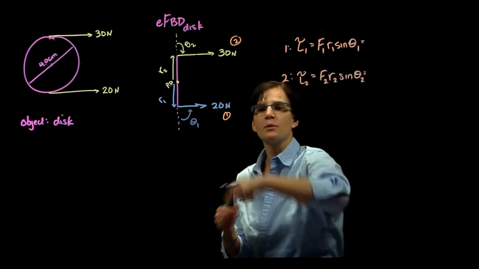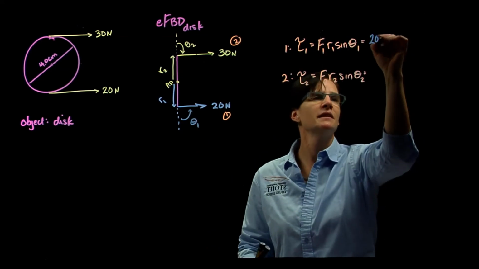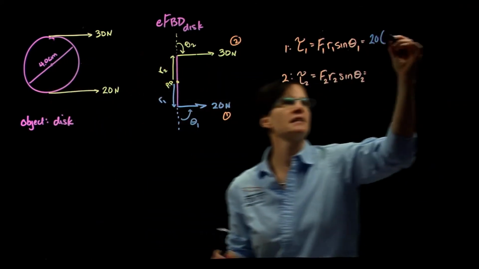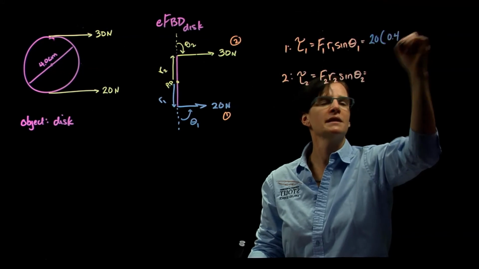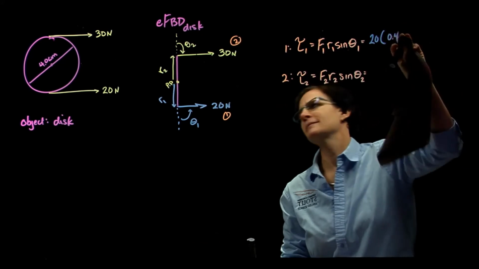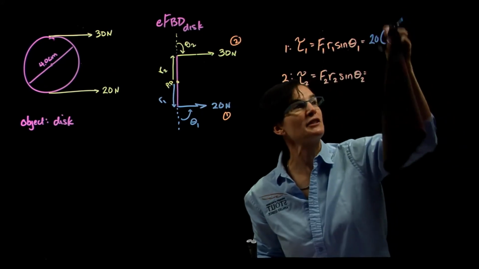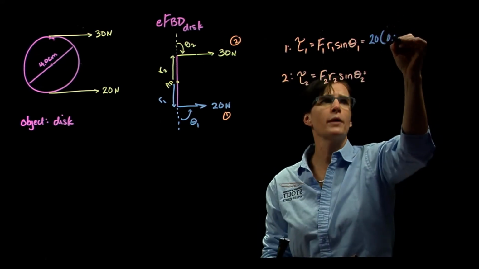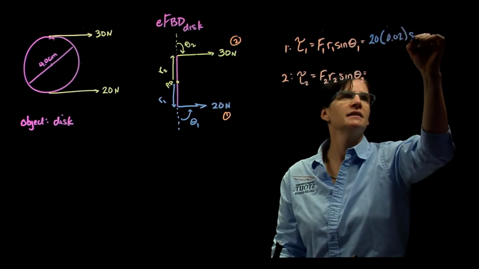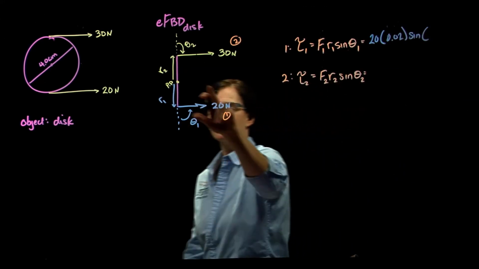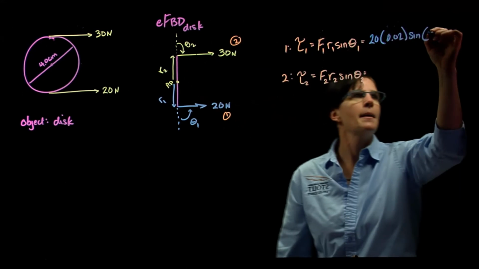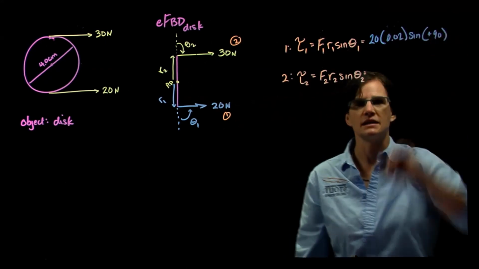So force number 1 is 20. The radius, well, it's half of the axis, so that is 0.4 centimeters. Nope, sorry, that's 4 centimeters. So half of it is 2 centimeters, which is 0.02 meters if we keep our units, times the sine of the angle. Now my angle is 90 degrees. It's in the counterclockwise direction, so it is a positive 90 degrees.